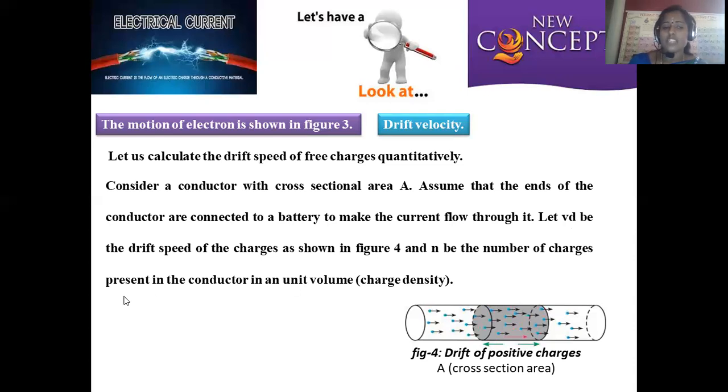And N will be the number of charges present in the conductor. Number of charges denotes what? Number of electrons present in the given conducting material, which is taken as a unit volume. So in the particular unit volume, how extent of charges are moving, that is given as N, right? So which simply called a charge density. N is denoted as charge density. Now A will be the cross section area, and a drift of positive charges were taken in this picture.